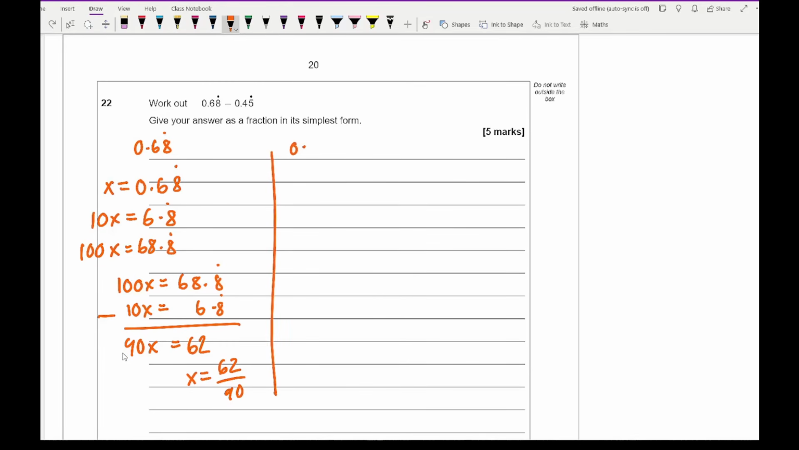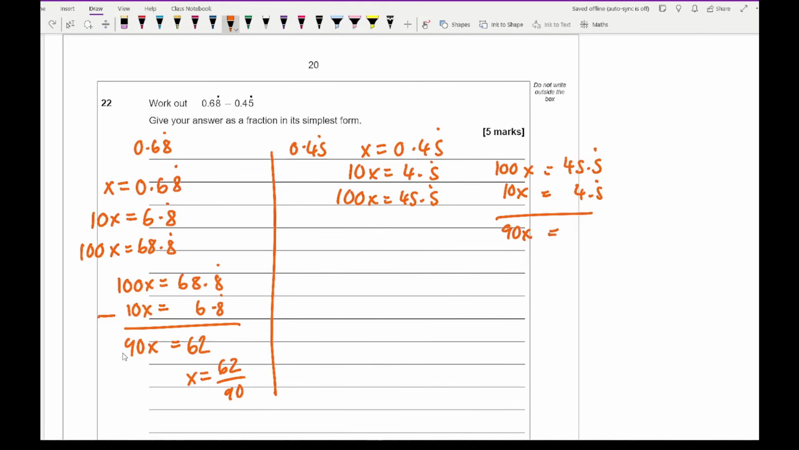Then moving on to 0.45 recurring, again make it equal to x, then multiply both by 10, then multiply by 100, and then I take those two away, in which I end up with 90x equals 41, so x equals 41 over 90.